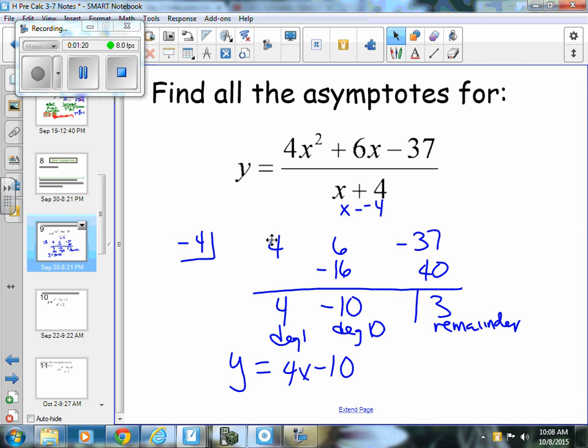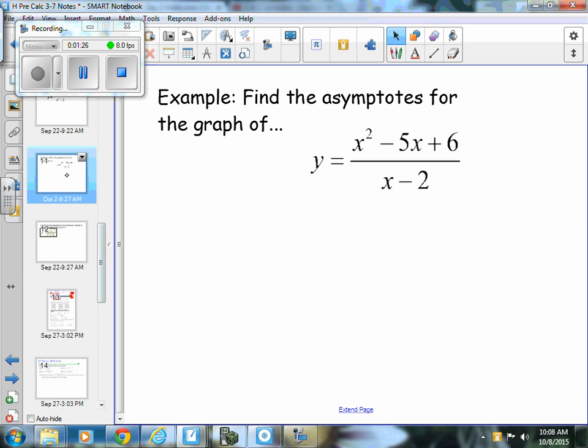So if it's degree 2 over degree 1 and you want to do synthetic instead of long division, you're welcome to do that. All right, then the last ones I wanted to do were these two on your note sheet. So we didn't have those on the first part of the day 2 video. So let's take a look at this one. So find all the asymptotes for this graph.